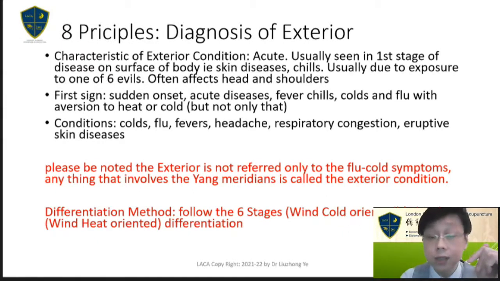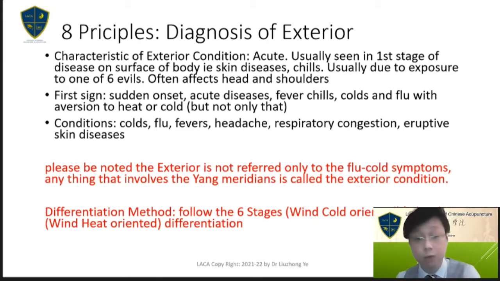So, diagnosis of the exterior, which we're down to now. We say the characteristics of exterior conditions are acute, usually seen in the first stage of the illness, on the surface of the body, like skin disease and chills, usually due to exposure to one of the six evils, often affecting the head and shoulders because they are the upper part of the body. The first signs are sudden onset, acute disease, fever, chills, cold and flu with aversion to heat or cold. But not only that, it includes many other symptoms.